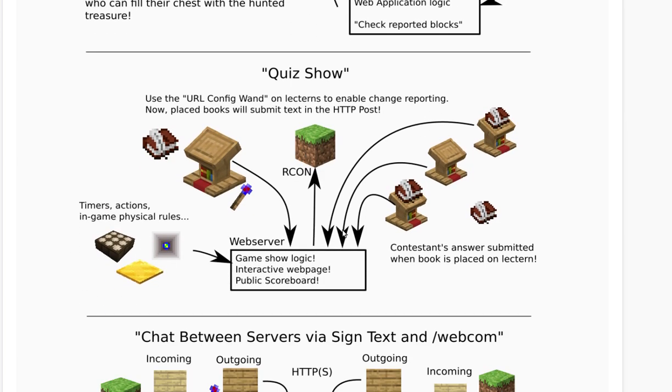You could have a quiz show in which there are multiple contestant lecterns that have change reporting enabled, and each player uses a quill and book to submit their answers, and there could be a game host that has the actual correct answer, and the web service could compare which contestants got the right answer, or display the answer back in the game using signs, or reward users in their chests, or trigger things with other game mechanics.